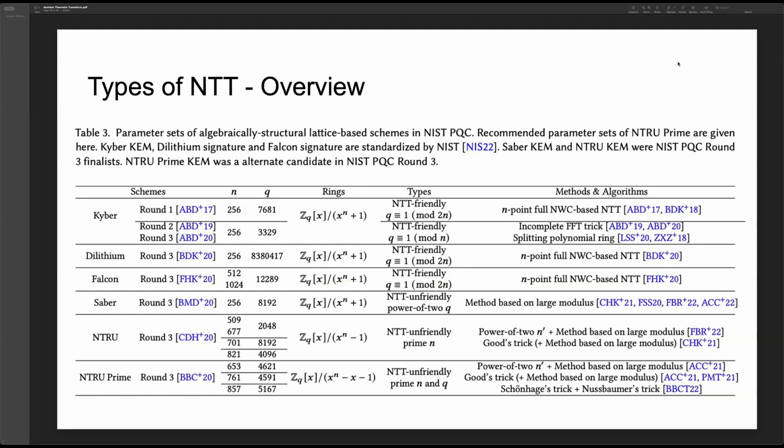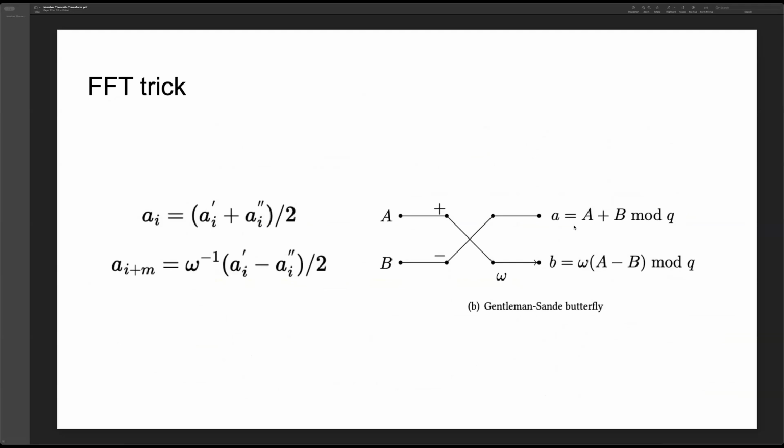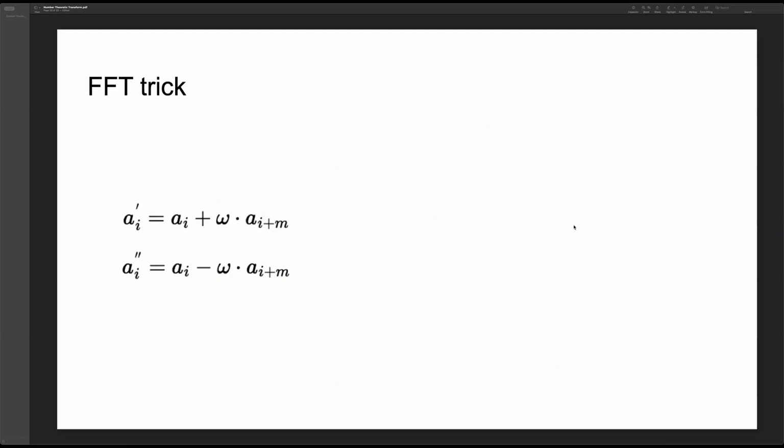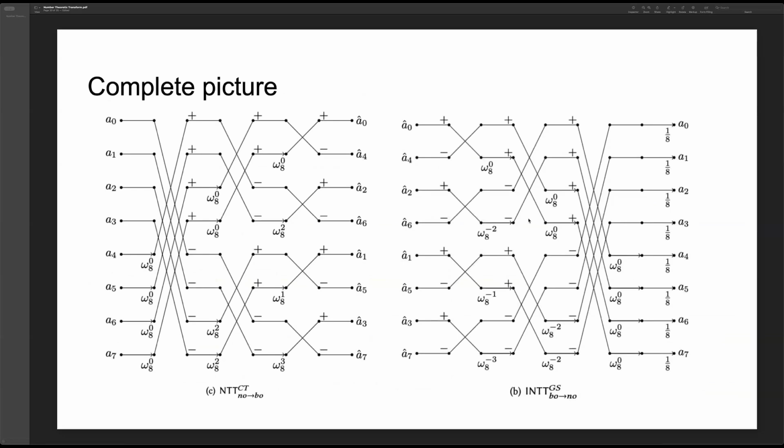Okay, there's a question in chat. So you're asking about bit reversal, right? Let me try to see if I understood the question. If you do A1 to A8 in order, and then when you do NTT, it will come out in bit reverse order. Is that the question?